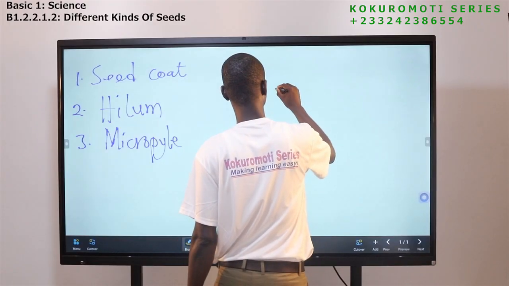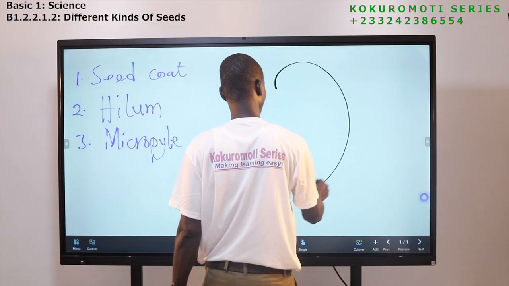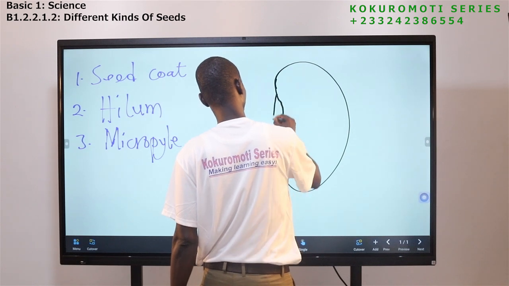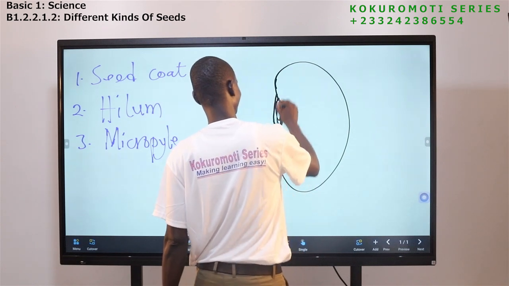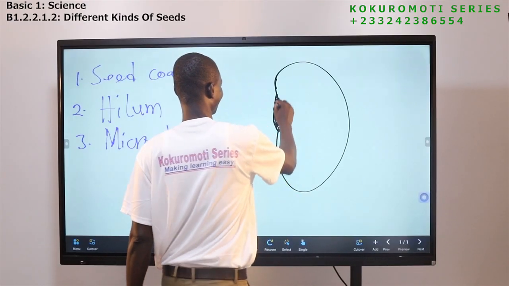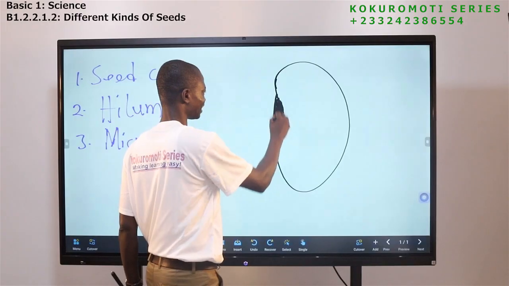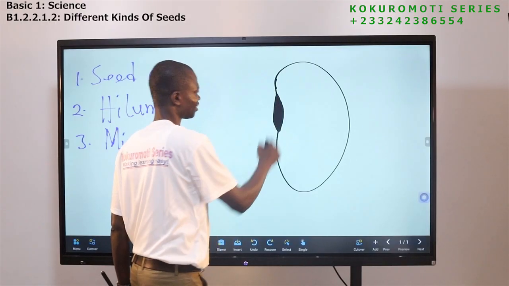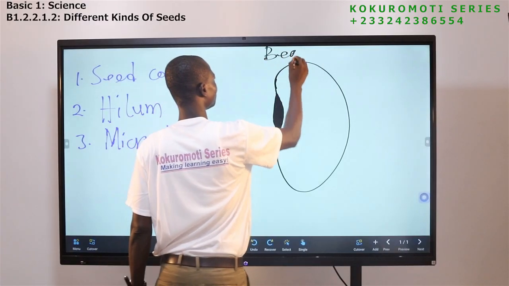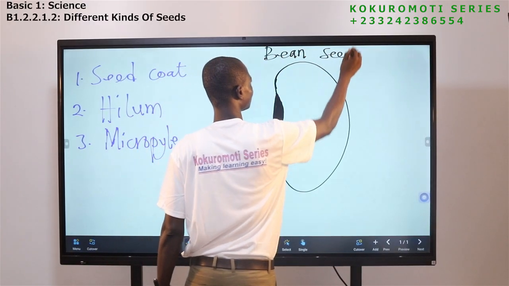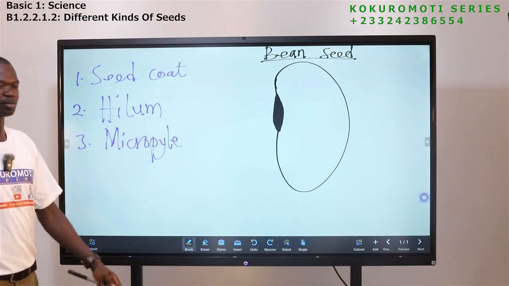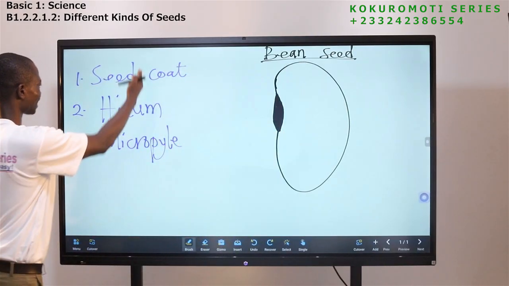So this is a seed. You see how beautiful my seed is. This is a bean seed. Now we are going to label the parts.